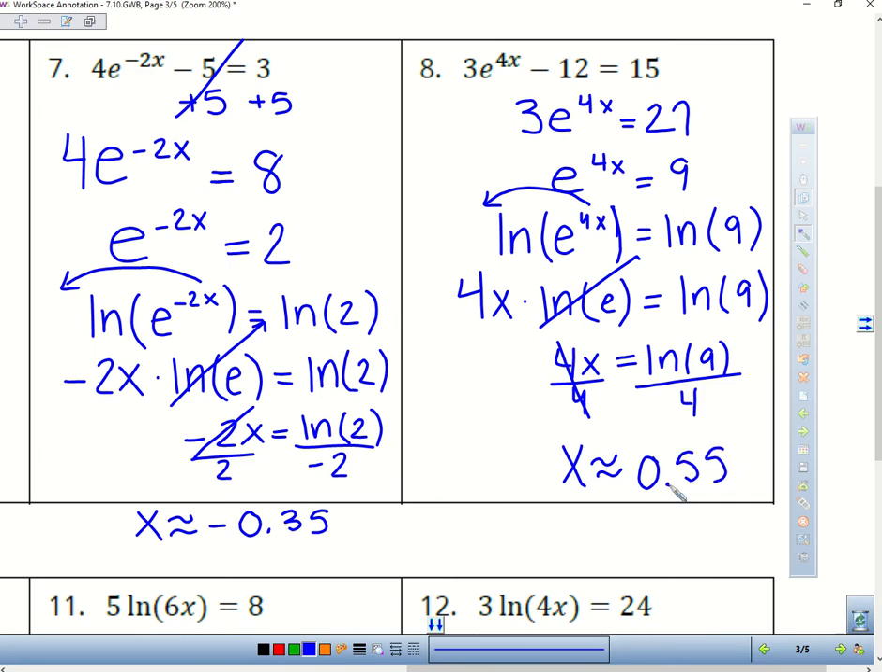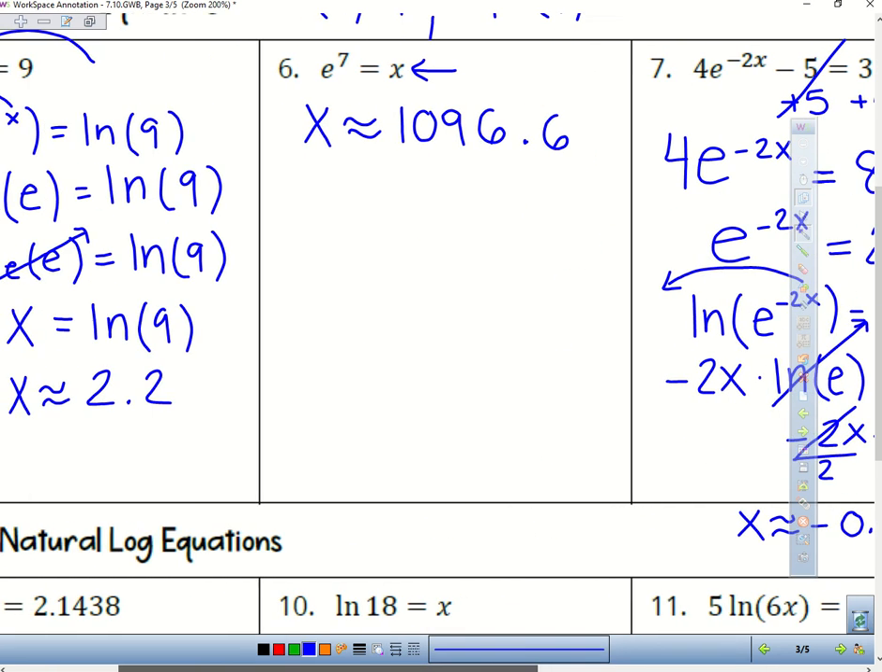Alright, so how do you all feel about using e? Pretty easy. Alright.